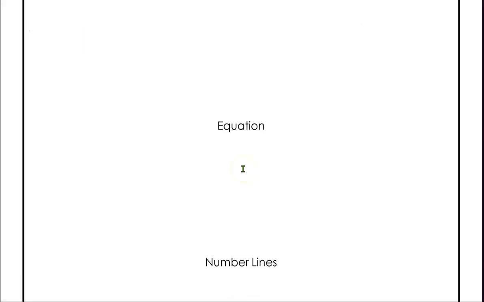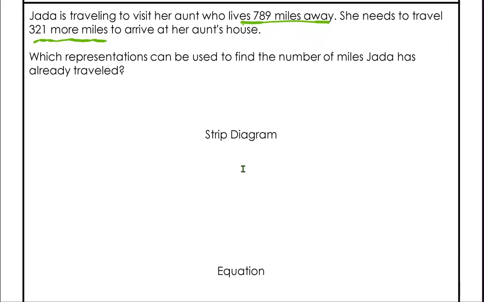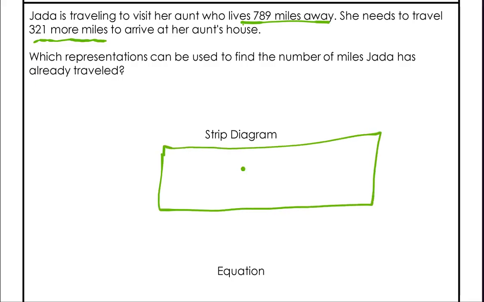So we have a strip diagram, we have an equation, and we have number lines. So we want to find each one of those. If we're drawing a strip diagram, we'll go ahead and draw it. Now remember, if I'm going too fast, pause the video. If you need to rewind it, rewind it. Do whatever you need to do.